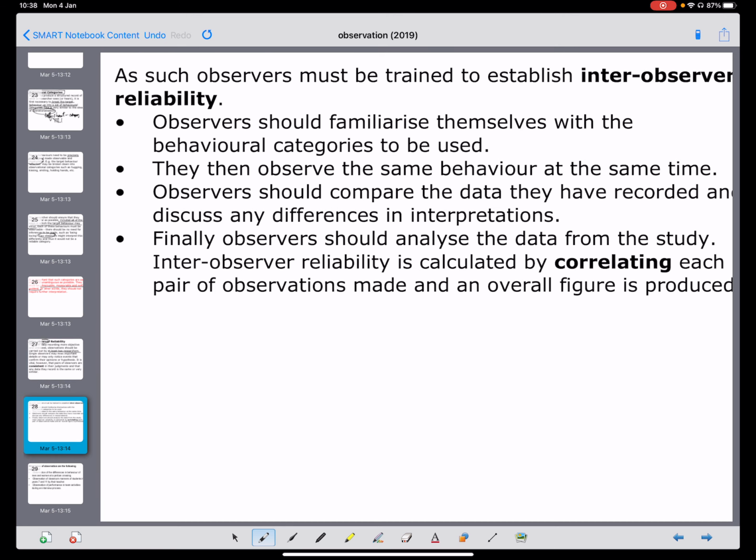Okay, so how do we test inter-observer reliability? Now, this is quite important. I really like this in exams. Okay, so these are the steps that I would consider for inter-observer reliability.